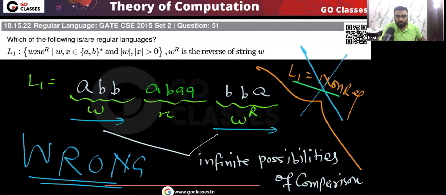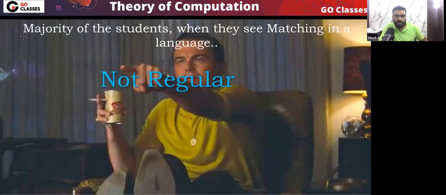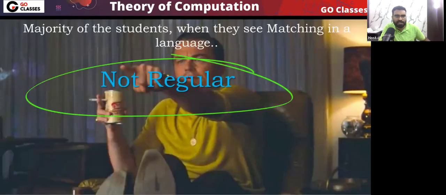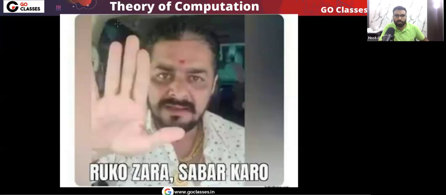See what students do. When students see W W R, many of them think, okay, there is W, there is WR, so there is matching, so this is non-regular. Majority of the students, when they see this matching W WR in the string, will directly say non-regular. But you should wait. You should understand the language.